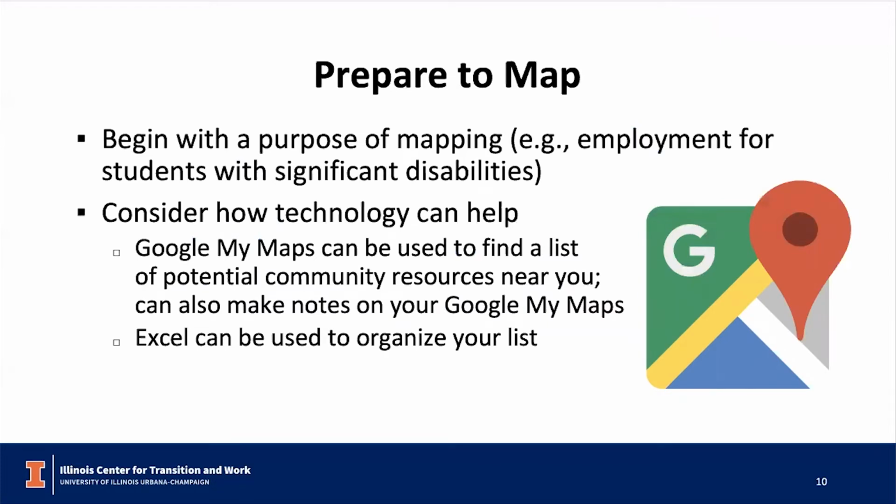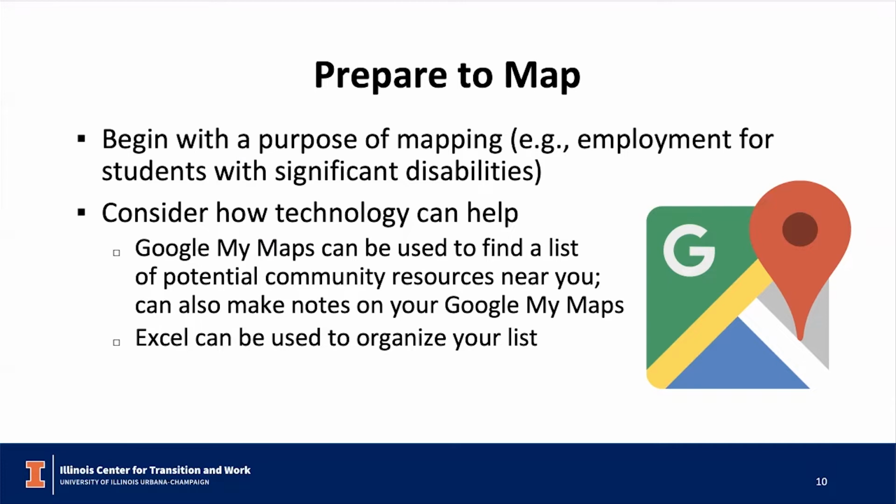It's important to take time and prepare to map. So it's really important to think about what is the purpose of mapping? Because when you're community mapping, there are a wide variety of resources that you can include. By being very focused and considering the purpose of your mapping, you'll be able to make sure you're thinking about the types of resources that are going to benefit your students. For example, you may consider employment for students with significant disabilities.